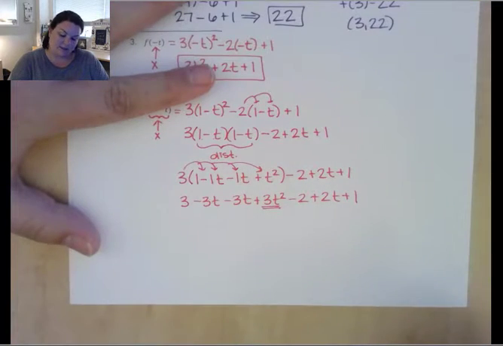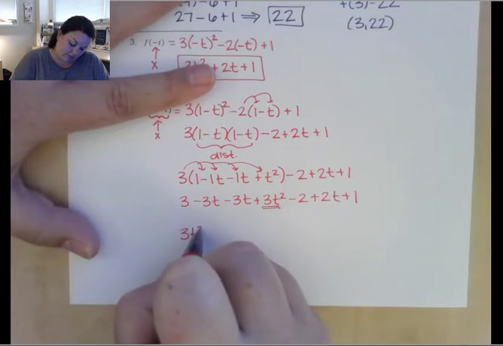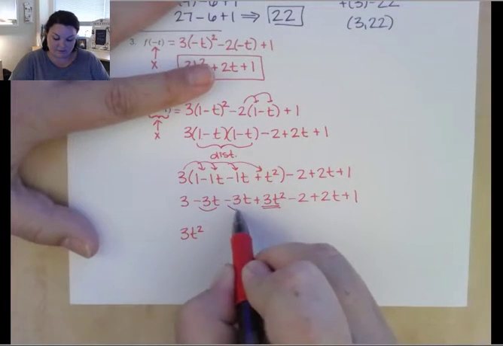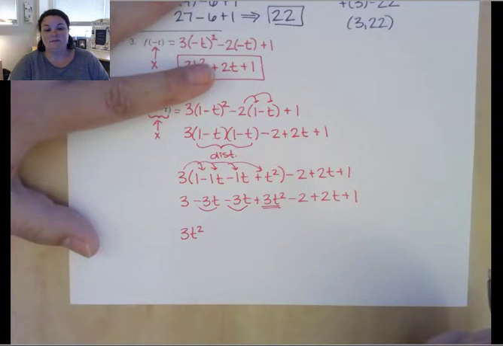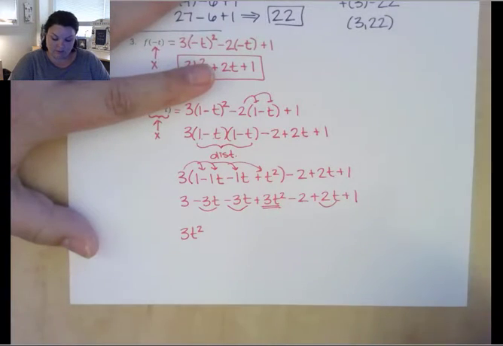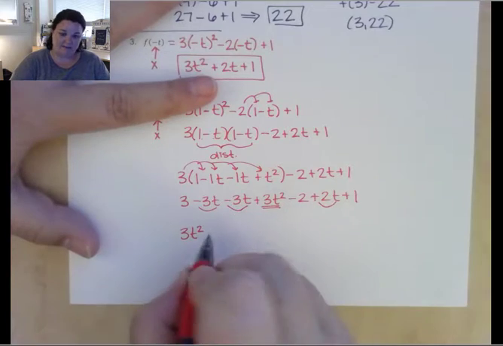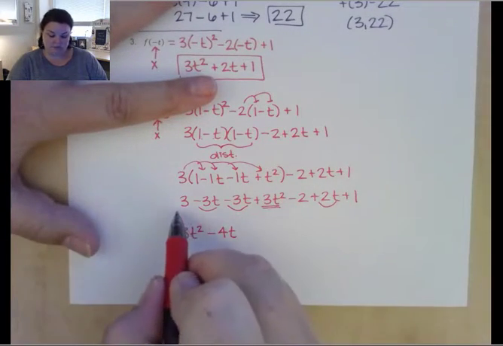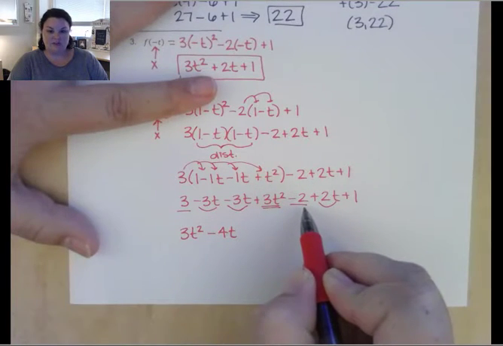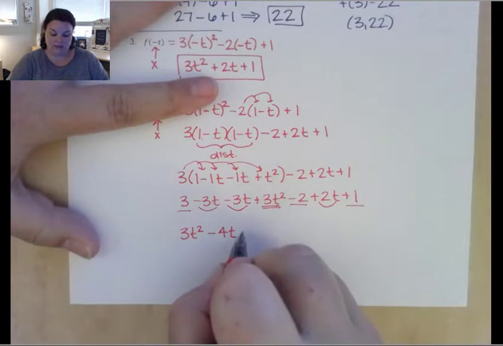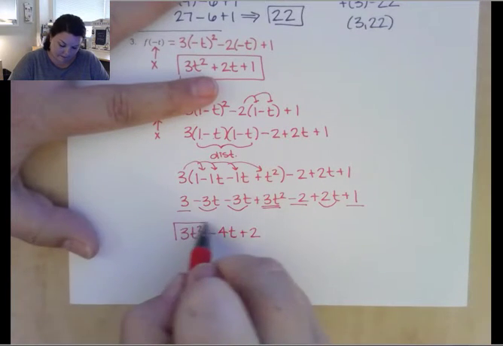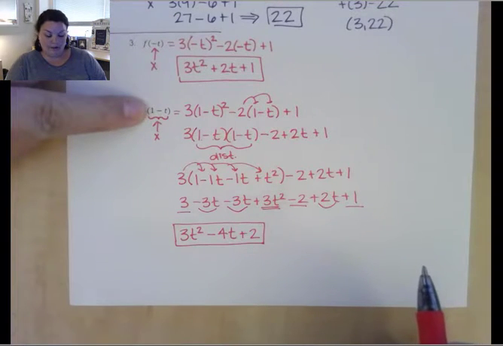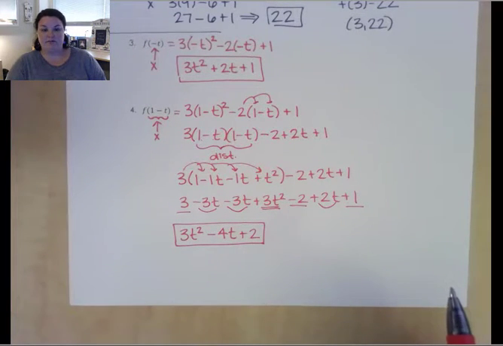So I only have one term that is a t squared. So I have 3t squared. Then I look for my t terms. Negative 3t and negative 3t gives me negative 6t, plus another 2t is negative 4t. And then I look at all of my constant terms. So I have 3 minus 2 is 1, plus another 1 is positive 2. So this is what I get when I plug the quantity 1 minus t in to my f function.